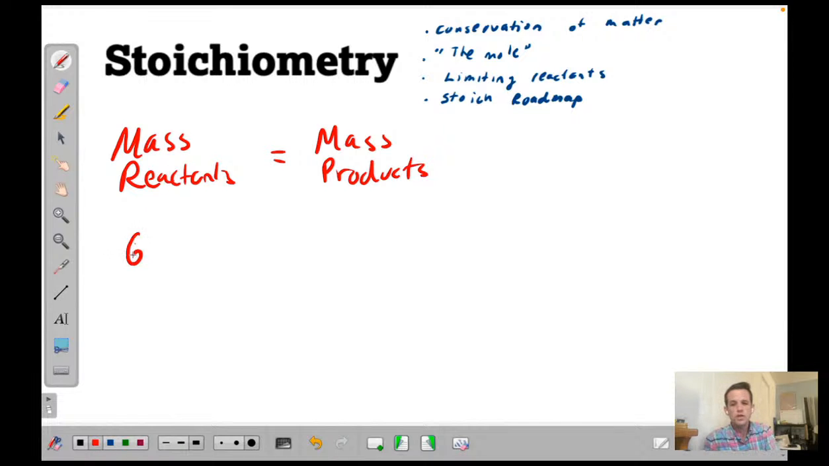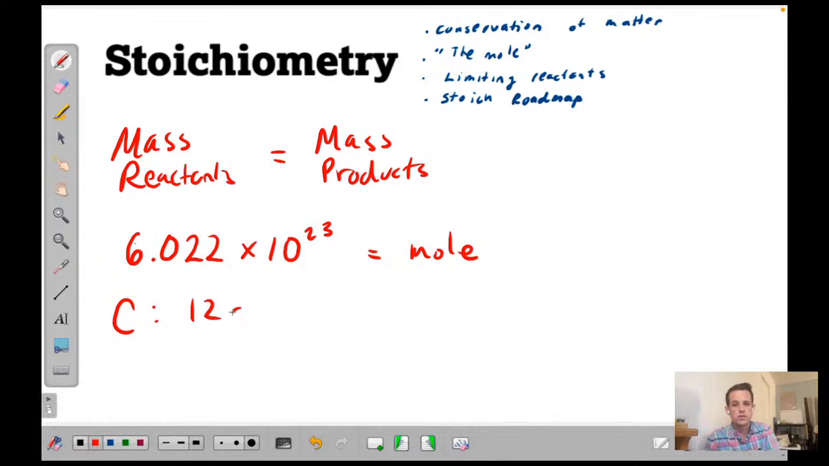Now, there's also this concept called the mole. And the mole is based on Avogadro's number, right? And that equals 1 mole. And the reason why this is important is because between the periodic table with the little atomic mass values and the mole, there is a conversion factor there of how many. So let's say carbon has an atomic mass of 12. Then 1 mole of carbon has a molar mass of 12 grams.